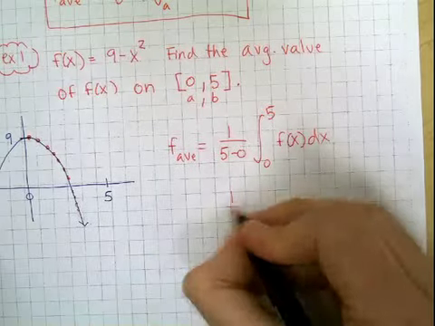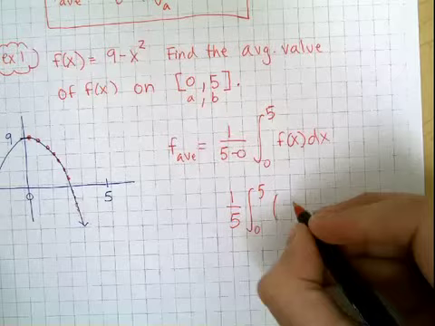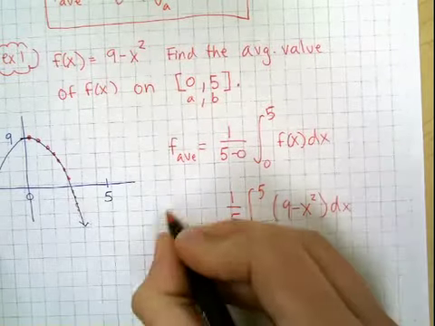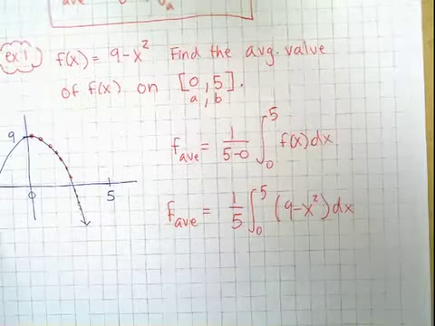So let's plug in some values here. First of all, let's just make this a 1/5. Integral 0 to 5. And then f of x, I'm going to plug in the 9 minus x squared. That's really the function. So f_av is going to equal 1/5 integral 0 to 5.